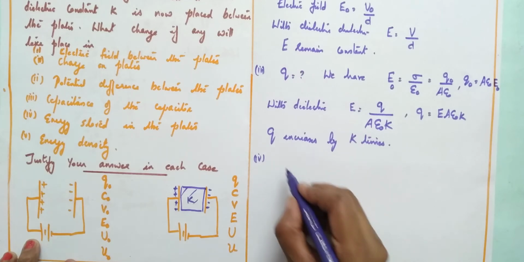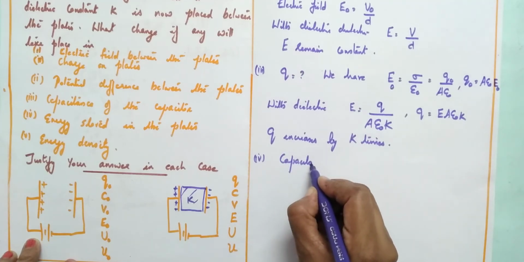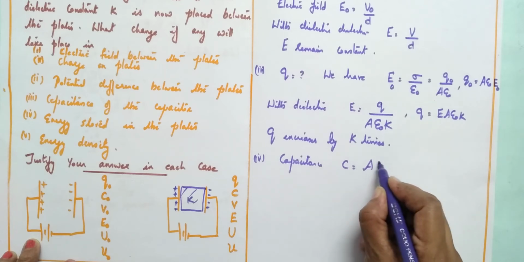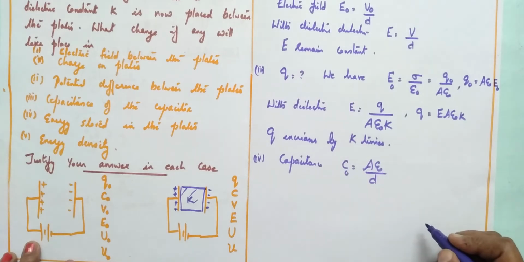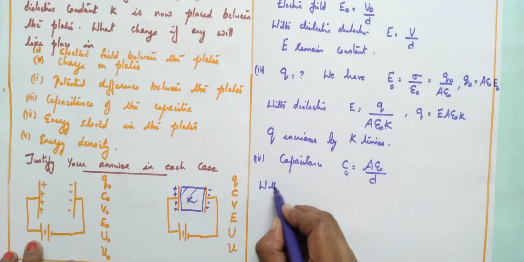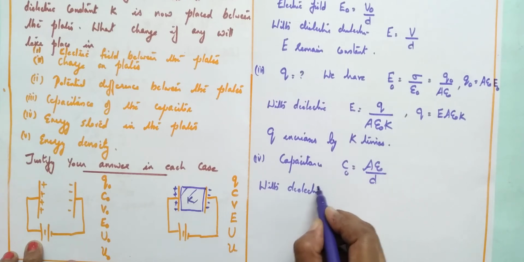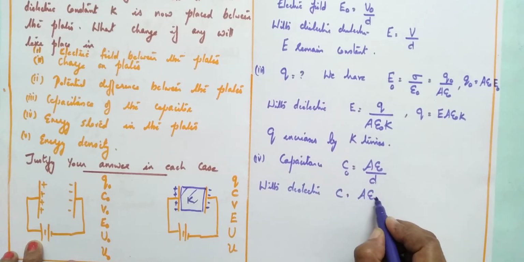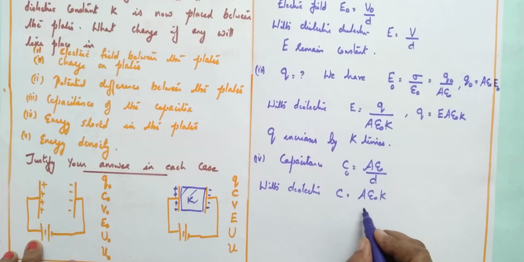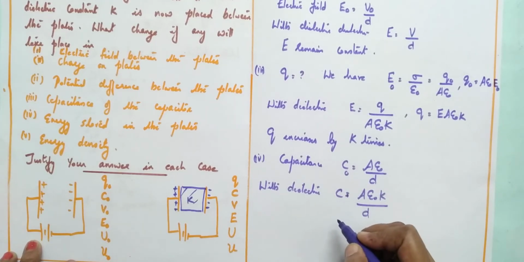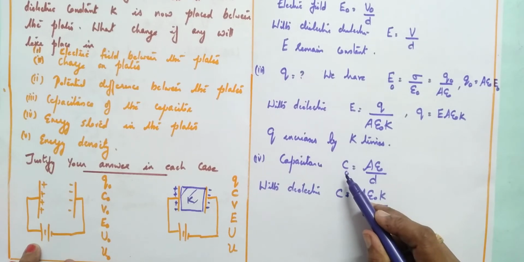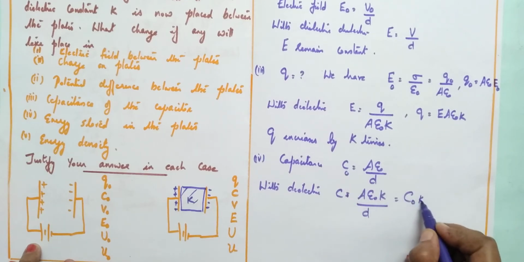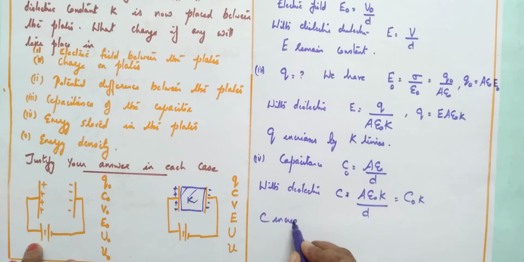Now, the fourth one. What happens to capacitance? So, capacitance is given by, what is the general formula? A epsilon 0 divided by d. With air, therefore, we can write C0 equal to A epsilon 0 by d. With the dielectric, capacitance becomes A epsilon 0 into K, dielectric constant K, divided by d. So how much does it increase? Because A epsilon 0 by d is the initial capacitance, it can be written as C0 into K, no? So capacitance increases by K times.